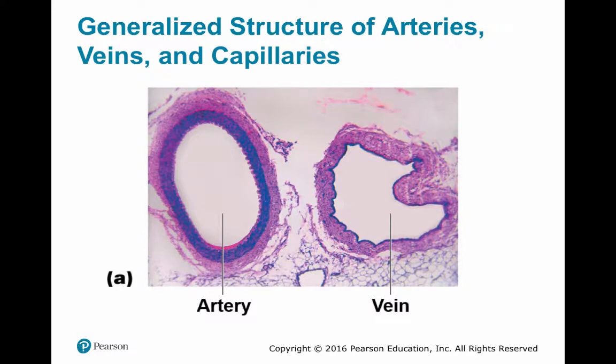And so we looked at this in class, but you can kind of get an idea of the general structure of arteries and veins here. You can see arteries are a bit bigger and seem to have a little bit more structure, or symmetrical structure, compared to veins.